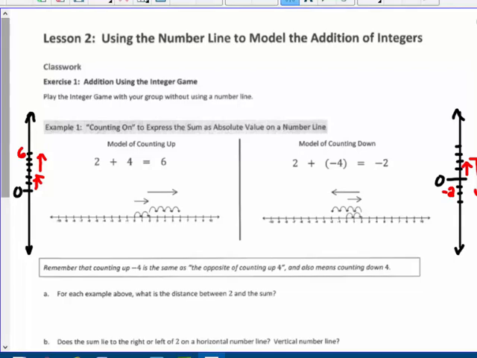Today's video starts on page 20. In our class, we played the integer card game, or we are going to play the integer card game if we haven't already. So it says, using addition using the integer game, we were finding opposites to make 0. Now we're going to use number lines to show the addition of integers.